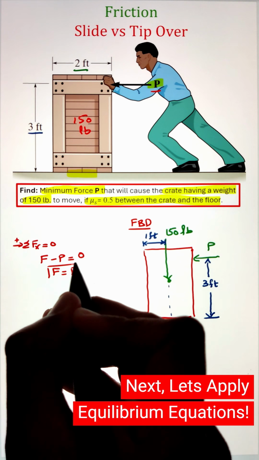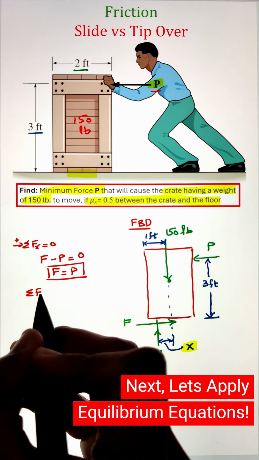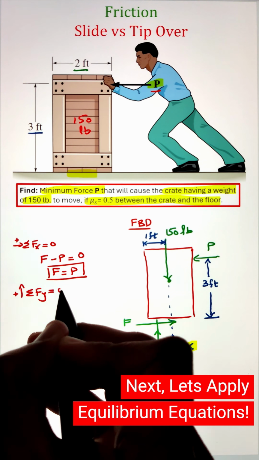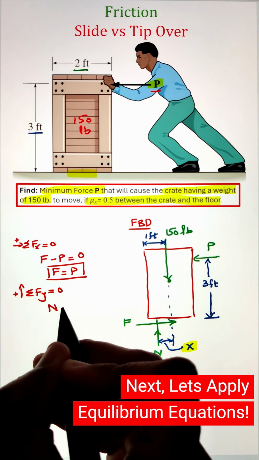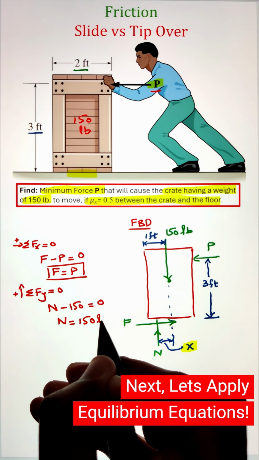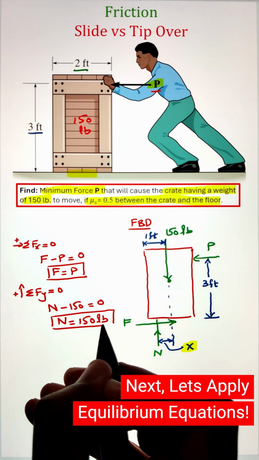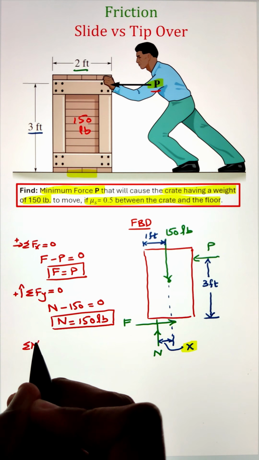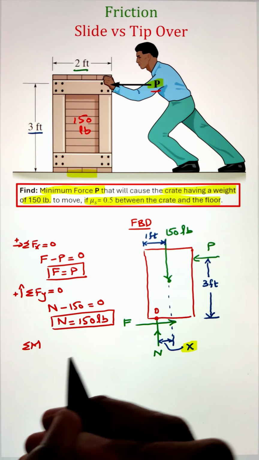Next, let's go ahead and apply our equilibrium equations, starting with summation of forces acting along the horizontal x-axis equals 0. In this case, I just have two forces, one going towards the right and the other towards the left, so they are equal to one another. Next, I can apply summation of forces acting along the y direction equals 0. In this case, our normal force comes out equal to 150 pounds.